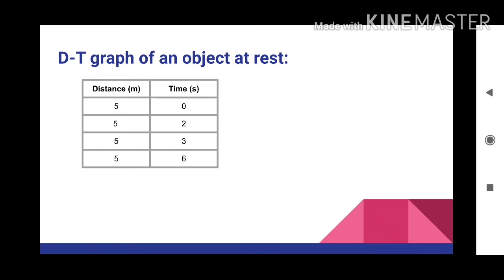Distance is 5 meters when time is 0 seconds. 2 seconds, 5 meters. 3 seconds, 5 meters. 6 seconds, 5 meters. So the object is not changing its position. It is fixed at 5 meters, but the time is going on changing. So how will the plot look like? Once again, pause the video, draw the graph and verify it with the picture that comes up here.